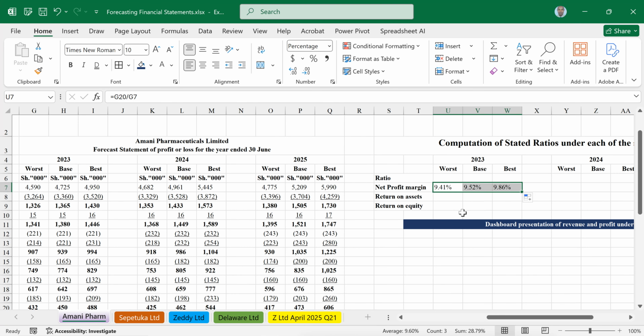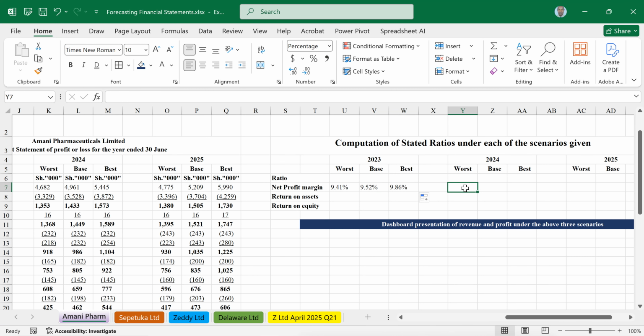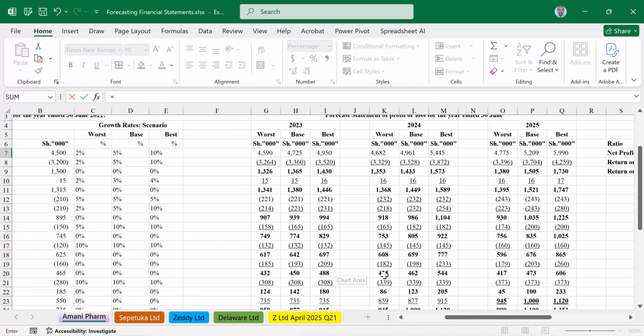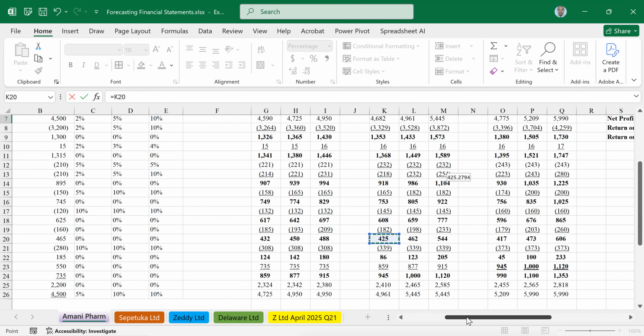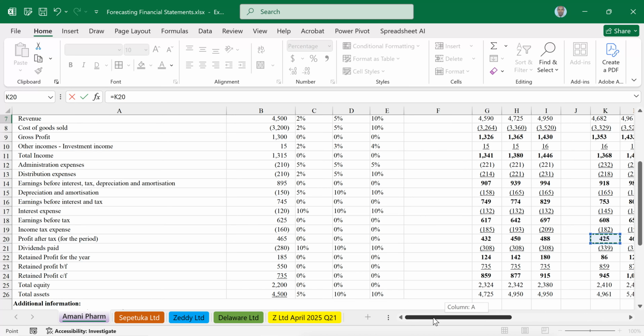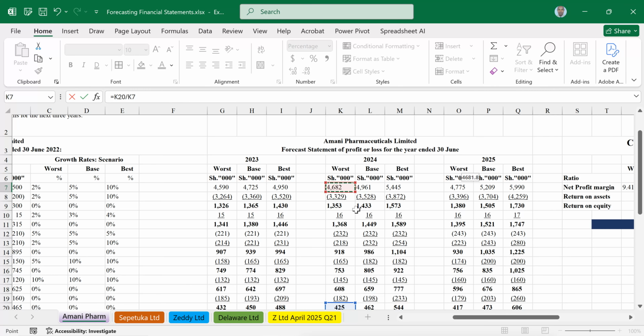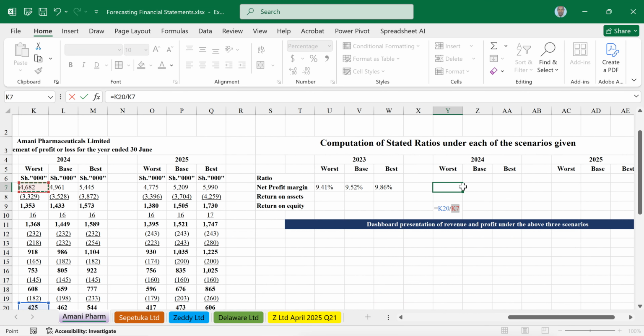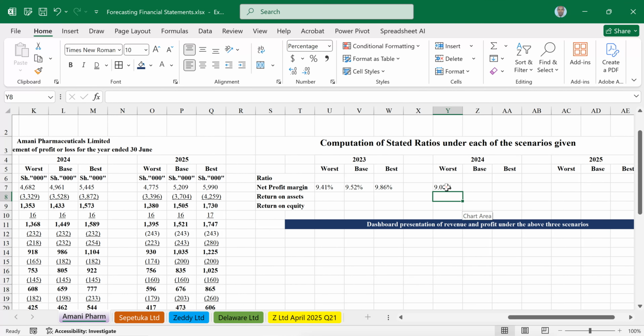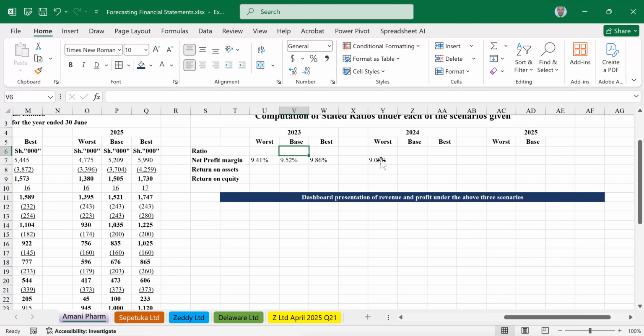You can do the same for 2024. That will be equal sign. Look for net profit. Net profit is 425. We confirm. The 425, yes. Divide with the revenue, which is 4682. You can see how the formula for division is slash, enter, then drag across.